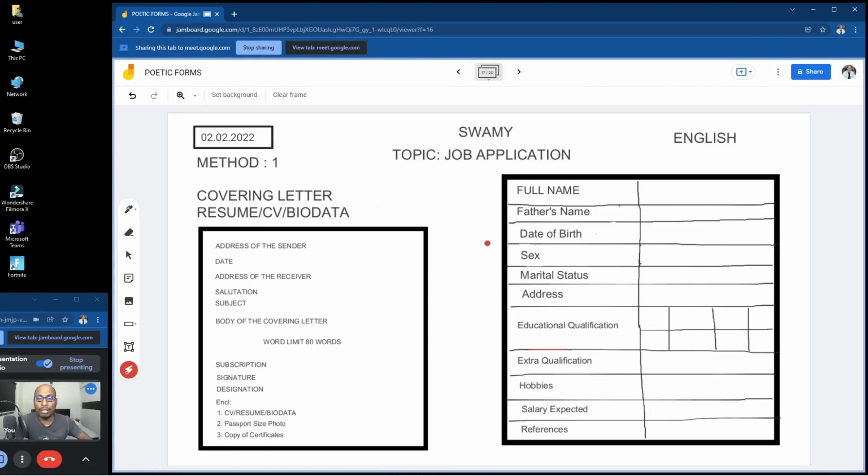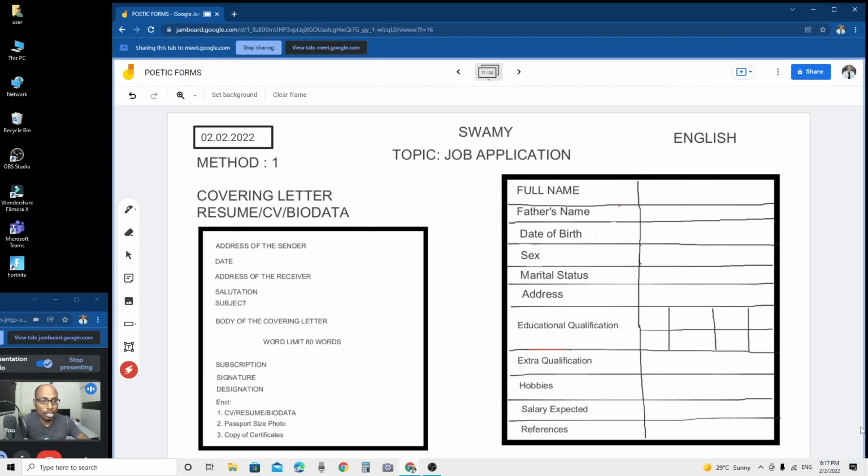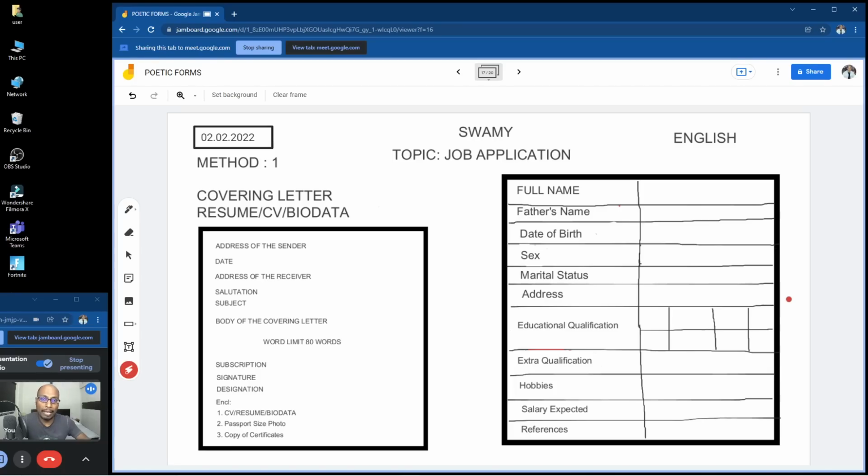So this is about the covering letter and the resume or CV or biodata of a job application. Primarily, a job application is meant for applying for a job, so that they can filter the candidates with the help of the job application. And a job application is divided into two parts: covering letter and resume. And this is the format of the covering letter.